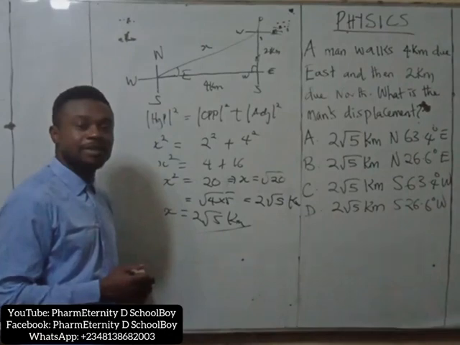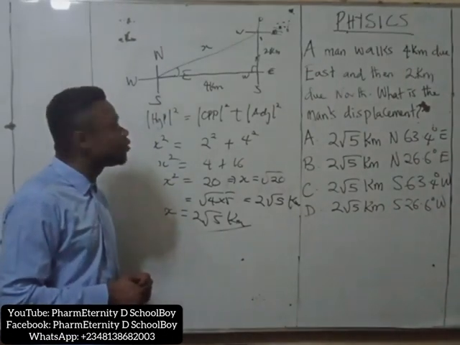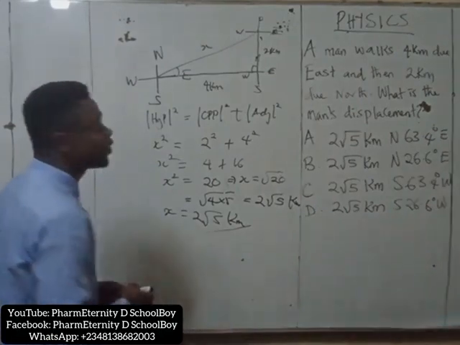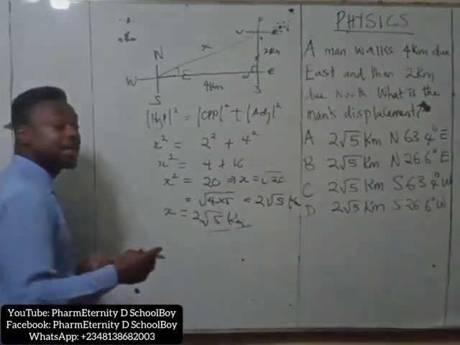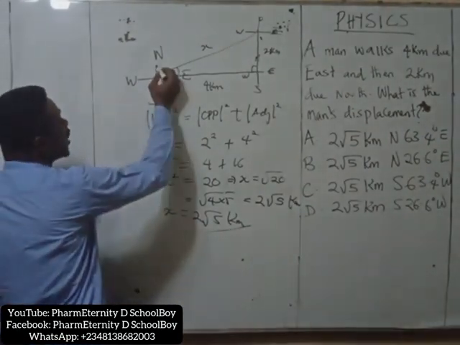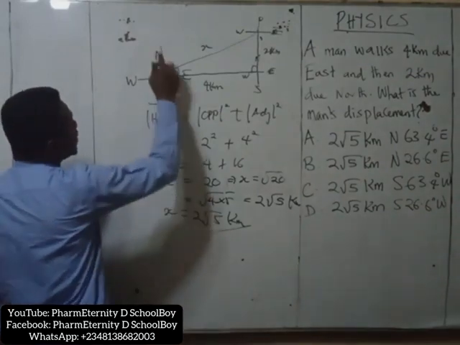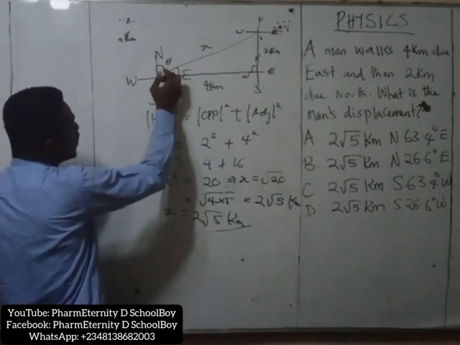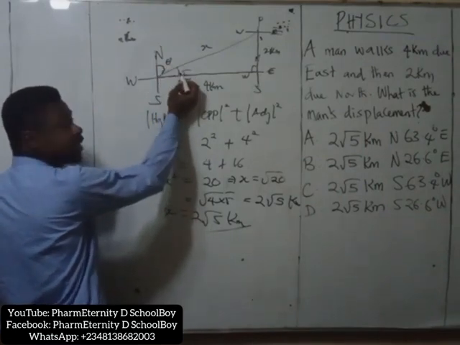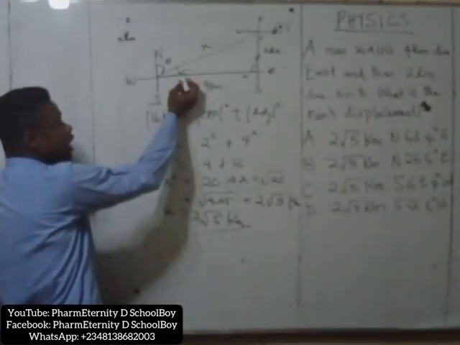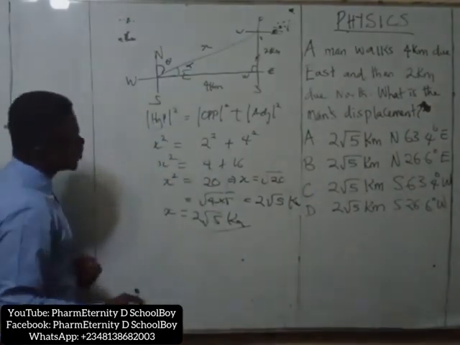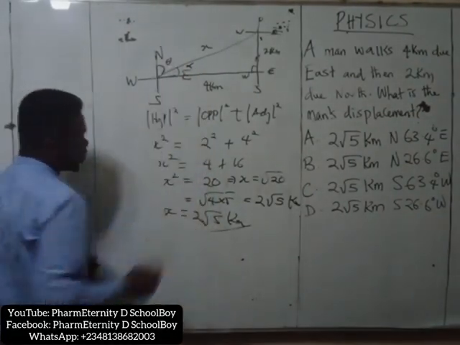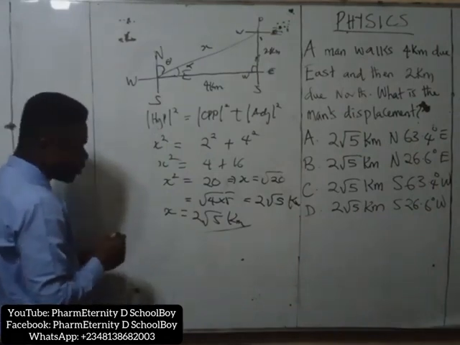2 root 5 kilometers. Let us now find the direction. For us to find the direction, the angle that will give us the direction is this angle, theta. But for us to find theta, we need to find this angle here. We call it alpha. So let's find this angle alpha, and then we use it to find angle theta.